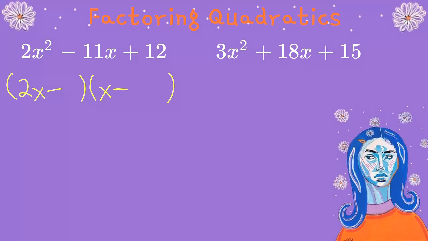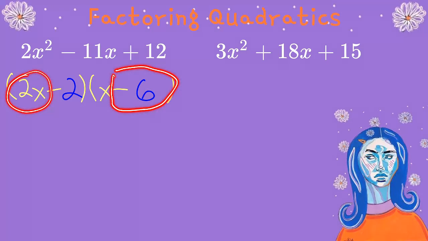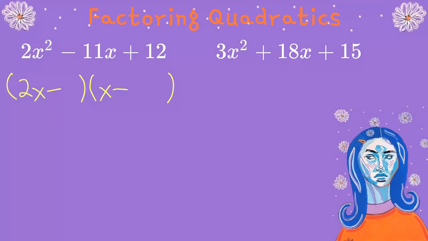So what if I do 2 and 6 here? 2x times negative 6 is negative 12x. Negative 2 times x is negative 2x. Negative 12x combined with negative 2x would be negative 14x, and that doesn't work either. So the 2 and the 6 don't work. So what else multiplies together to give me positive 12?